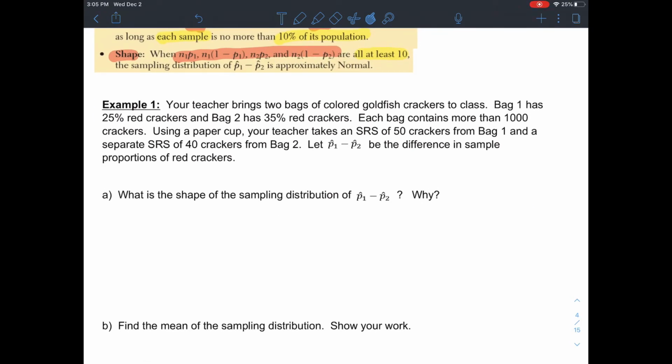Okay, so let's look at example number 1 here. What we're going to be focusing on right now is describing the distribution for the differences between these sample proportions.